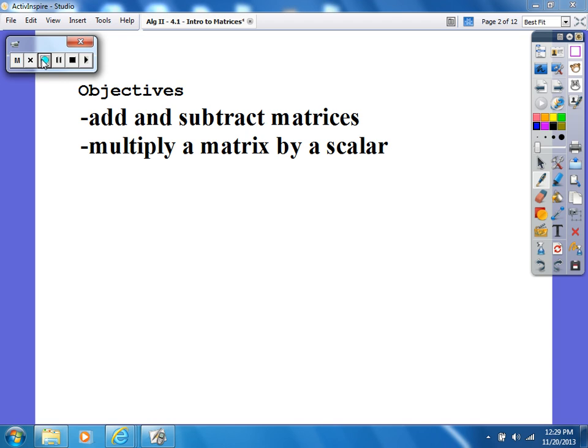I'm just going to start you basic with matrices, adding and subtracting them and multiplying by a scalar. Your scalar is just a number, nothing to be scared of. It's actually pretty simple.